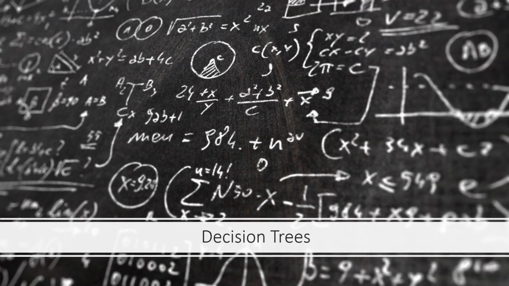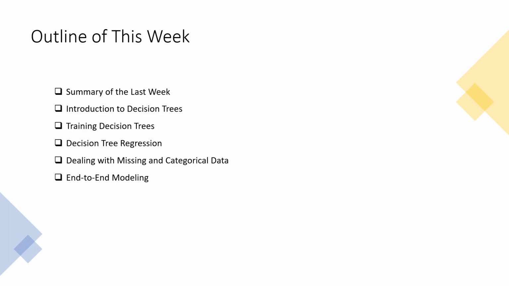Alright, welcome to the 6th week of our machine learning course. This week we will be working on decision trees. As usual, we will start with a summary of the last week, and then we will see definitions of decision trees. Then we will see how we can train decision trees and how we can use them for regression problems.